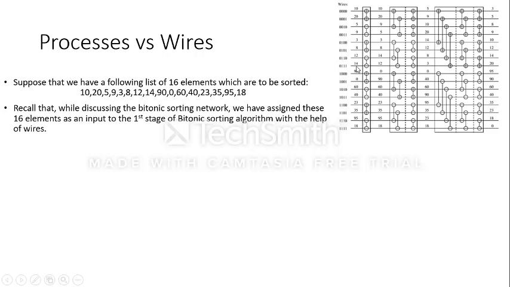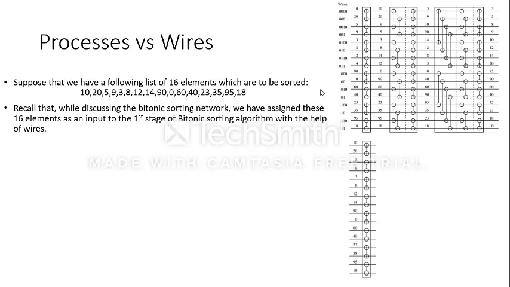And with respect to these same wires, the outputs are transferred from the comparators. Either increasing comparators or decreasing comparators are there. The outputs are taken from these comparators and then transferred towards the next stage. So it is the first stage. The output of the first stage is transferred with the help of wires towards the next stage, and in this way the whole process continues. Now the question is how to convert this wire-based terminology into processes.